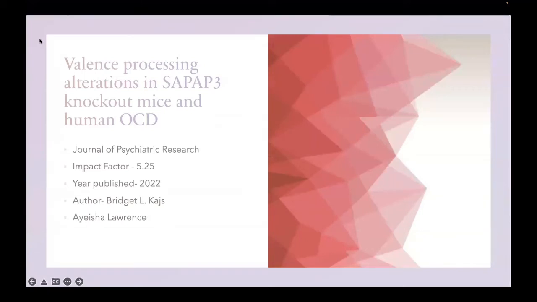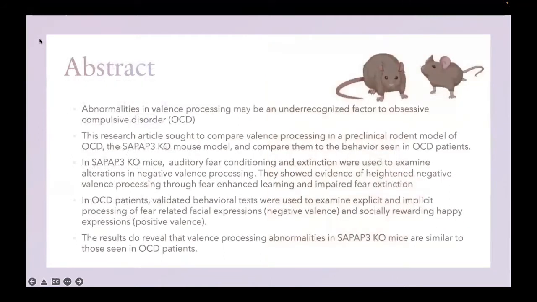This case study is on OCD, obsessive compulsive disorder, specifically valence processing alterations in SAPAP3 knockout mice and human OCD. Valence processing is a factor in OCD because OCD is known to cause a lot of distress and anxiety in those who have it. And this research paper demonstrates how the valence processing in SAPAP3 knockout mice is similar to behavior seen in OCD patients.